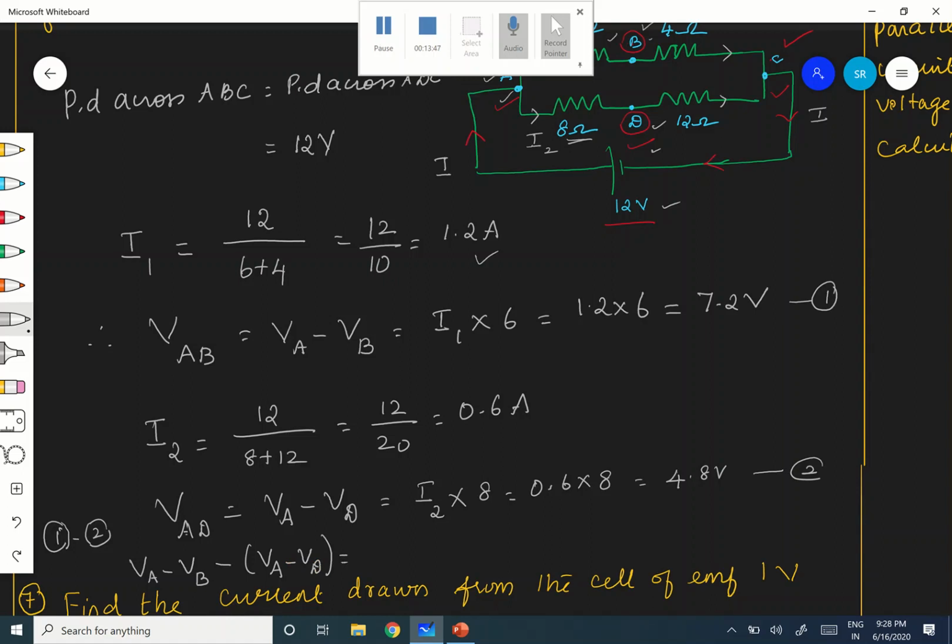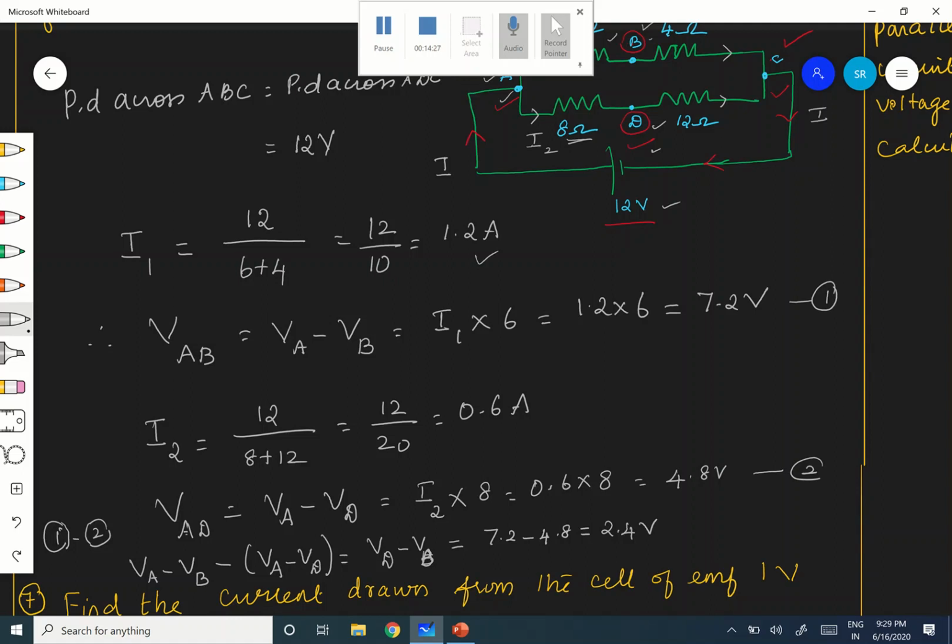Are you following? Therefore, what is the value? A will get cancelled. You will be getting VD minus VB. Hope you are following. VD minus VB is nothing but this minus this, 1 minus 2, 7.2 minus 4.8. That is nothing but 2.4 volts. Are you following? This is VD minus VB.